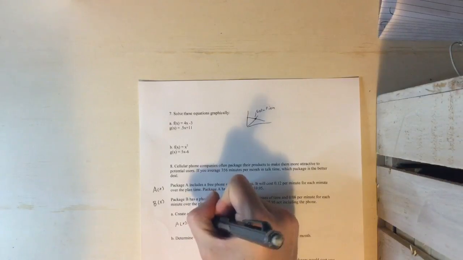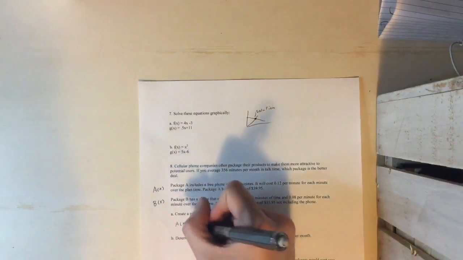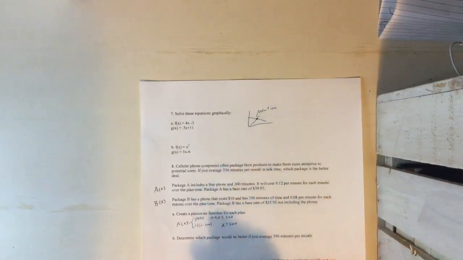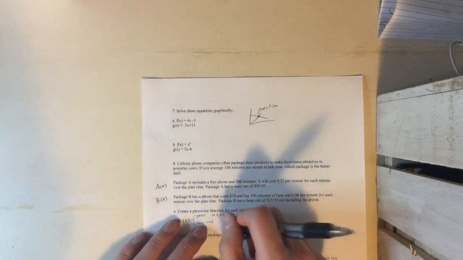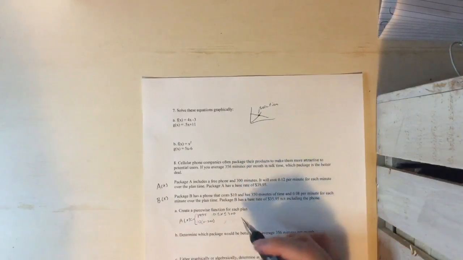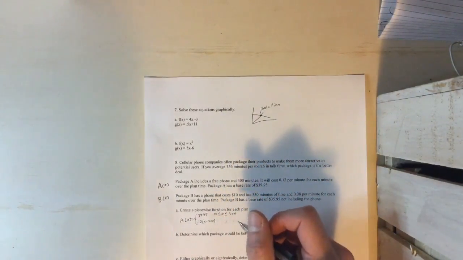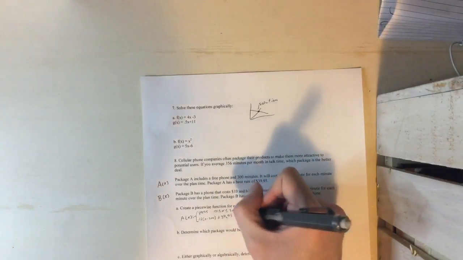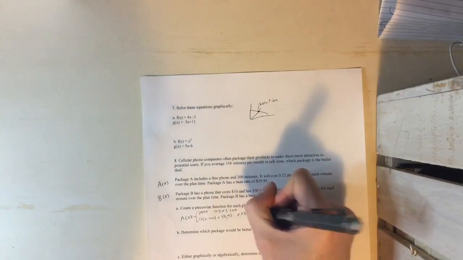For the first range, all that we would pay is this base rate of $39.95. That's how much we would pay. Once we go over, we're going to have 12 cents per minute used. So 0.12, and again, just like we've done in the past, times X minus 300. That way we're only charged for the minutes that we go over that limit. The last thing is to add our original base rate, 39.95, and this is when X is greater than 300.